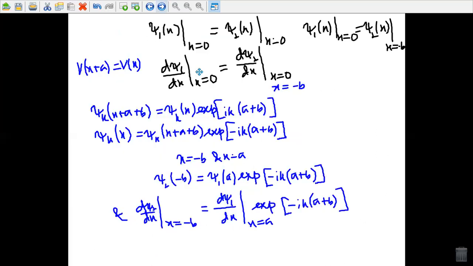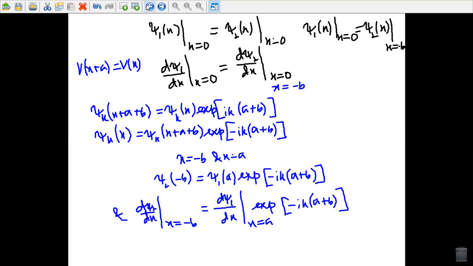So moving further on, where A, B, C, and D are the constants in region 1 and region 2 respectively, their values can be obtained by applying the following boundary conditions, where psi 1 and psi 2 must be continuous at x equals 0, and the first derivative of psi 1 and psi 2 should follow the same behavior quantum mechanically. These are the boundary conditions.